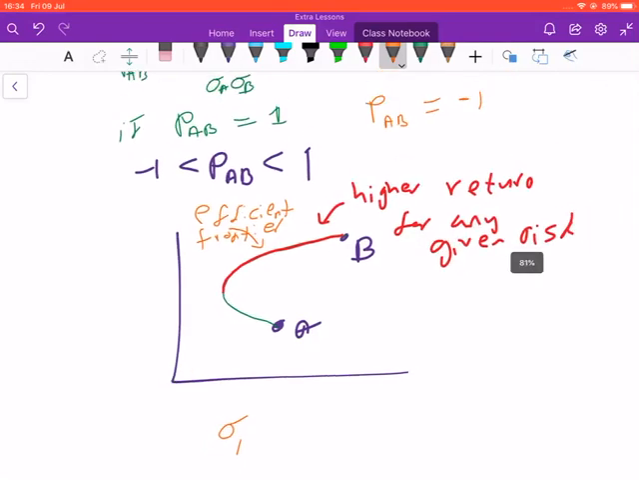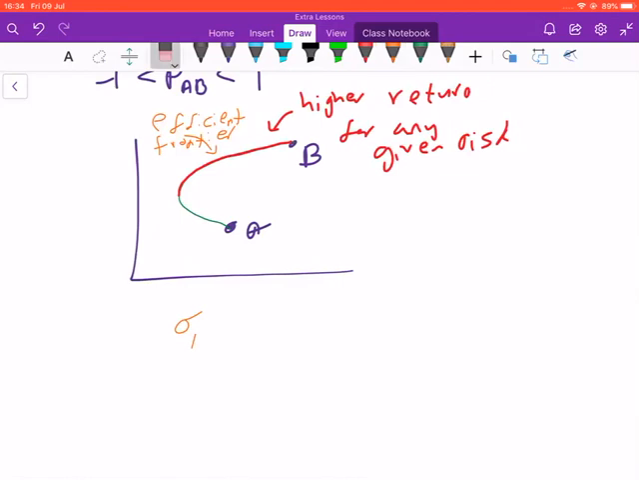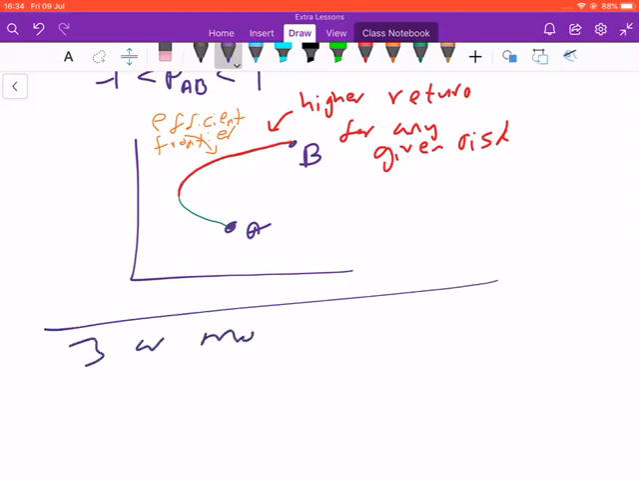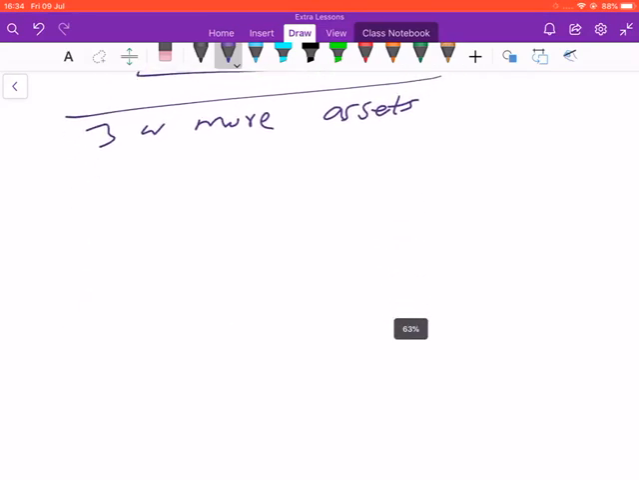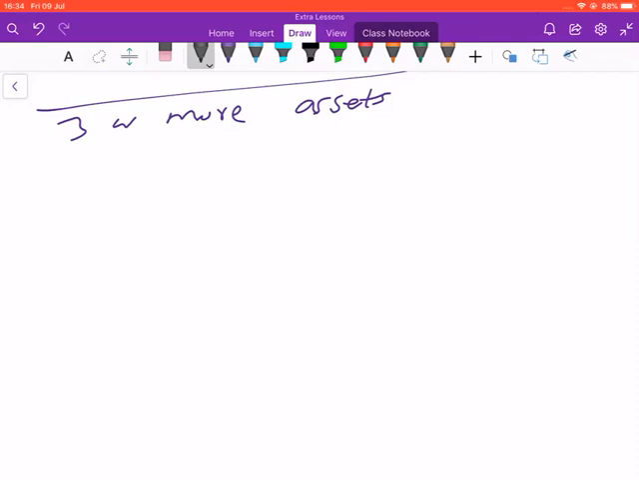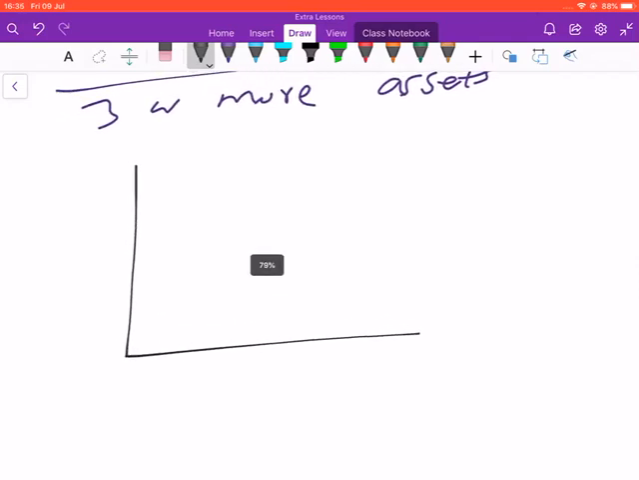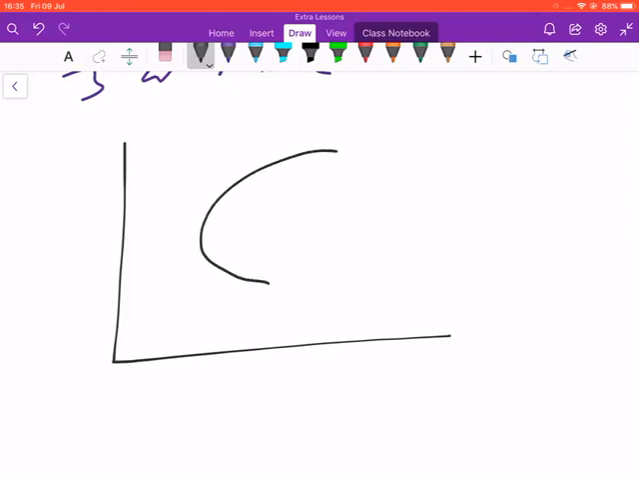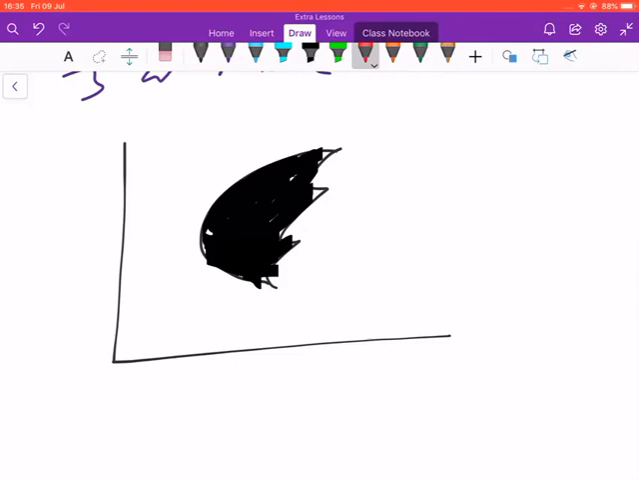This is how far I can go in terms of explaining it before going further. Let's say we are looking at 3 or more assets. When we are looking at 3 or more assets, the feasible set is going to be something like this. I'm not going to do the mathematics of why this is like this for now. We can do them in class.